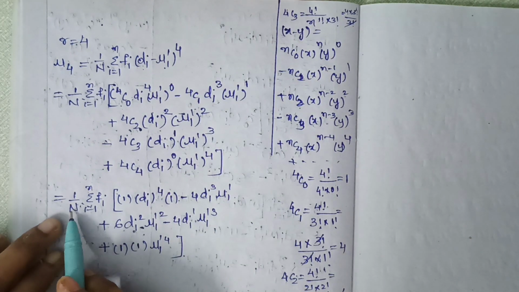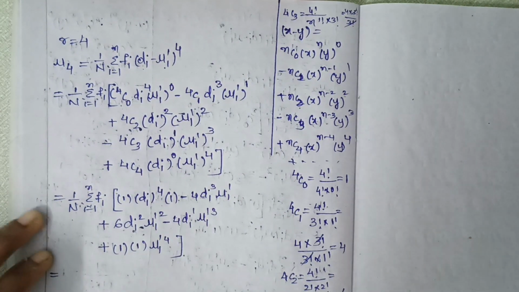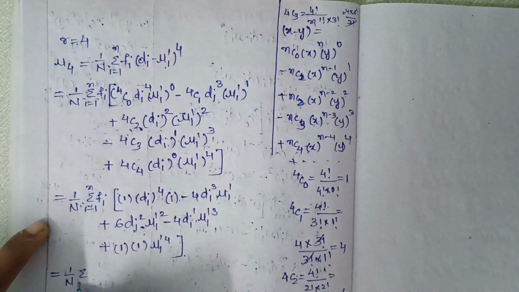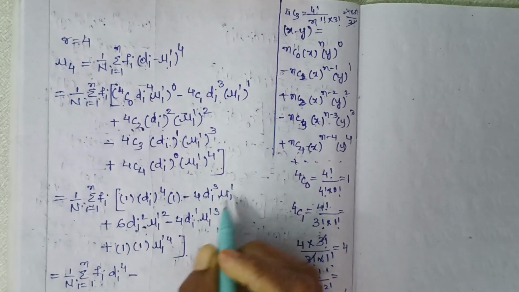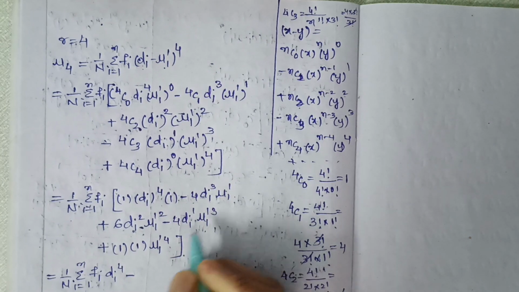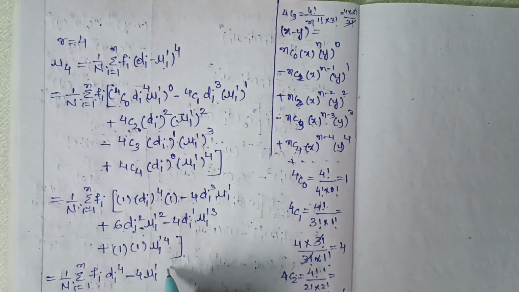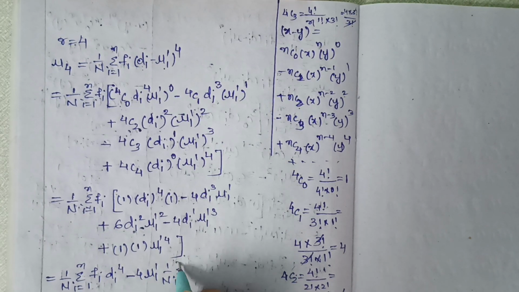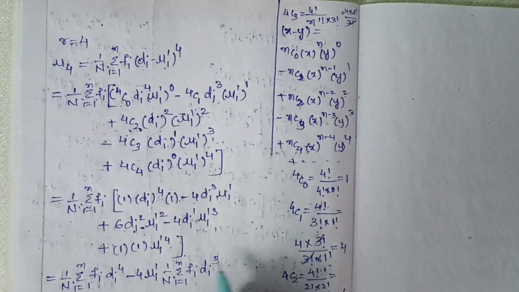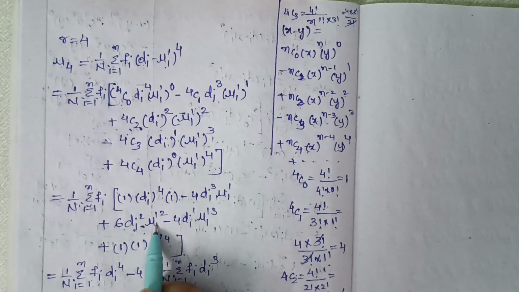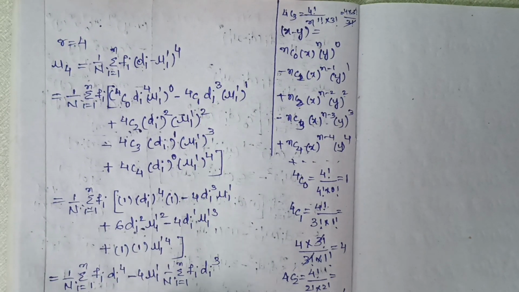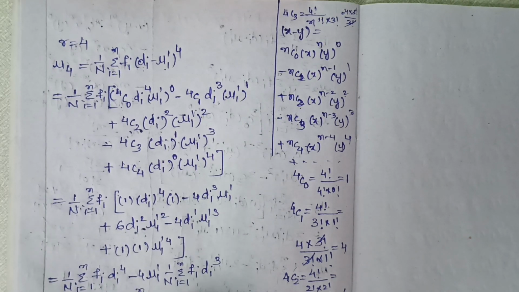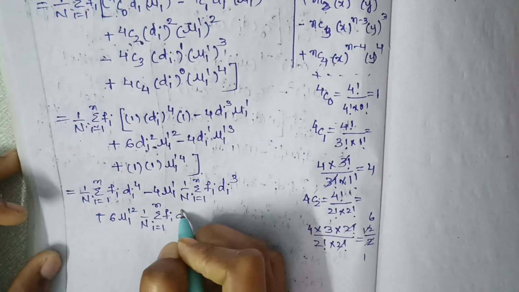Therefore, multiply this term with all these terms inside, which we get 1 by n summation i equals 1 to n f_i into (d_i)^4, minus 4 μ1', which is constant, so write it outside: minus 4 μ1' into 1 by n summation i equals 1 to n f_i into (d_i)^3, plus here 6 μ1'^2 is constant. Therefore 6 μ1'^2 and 1 by n summation i equals 1 to n f_i into (d_i)^2.